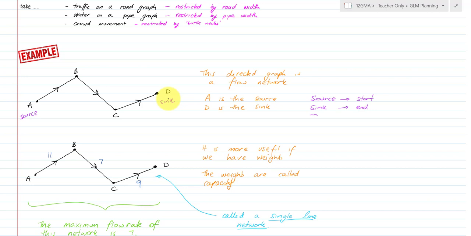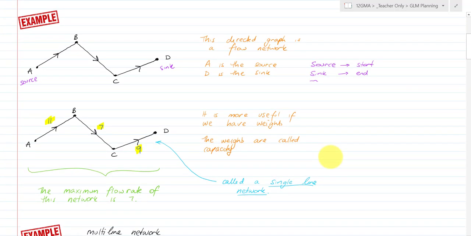Typically, a flow diagram will also have weightings, and you've worked with weighted graphs before in Chapter 10, and so I've added some weightings to the single line network from A to D. We've got 11, 7, and 9, as you can see here, and so they indicate the capacity, how much of something could flow through there. So if it was a water-based capacity situation, it might be 11 litres per minute, and 7 litres per minute, and 9 litres per minute. And by that I mean litres, of course.